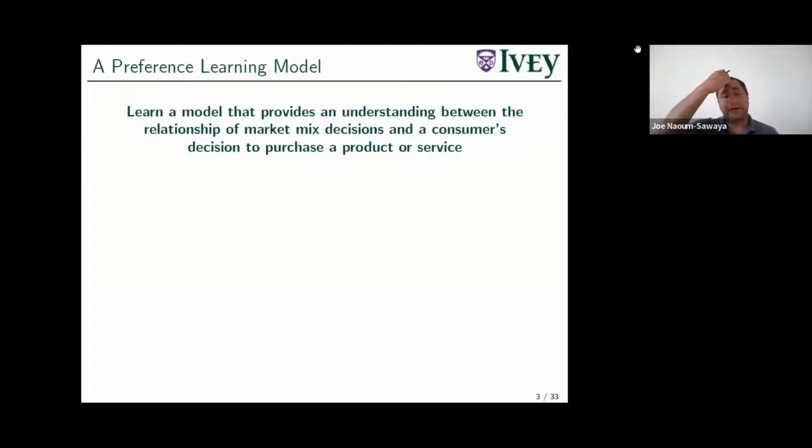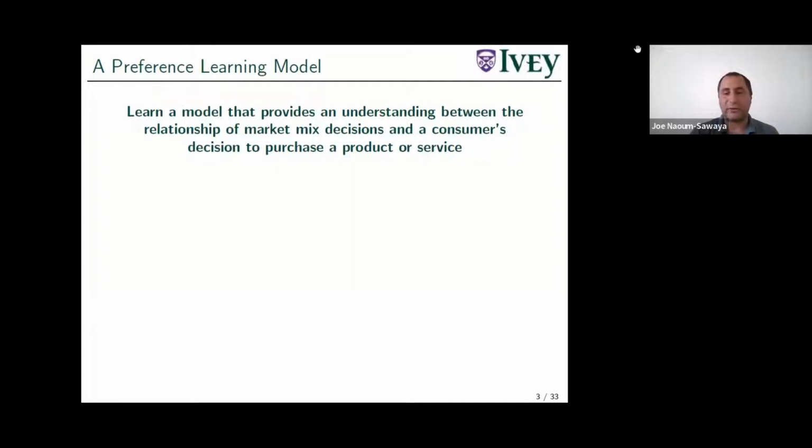So what is a preference learning model? The main thing is we would like to create a model that offers us an understanding about the relationship of a market mix decision. And what I mean by market mix decision is what products are offered to a consumer and how that leads to a consumer purchasing the product or the service itself. That's the main thing we are capturing in these models. So it's not that consumers just need a product and go out and buy it. There is more to it than this.